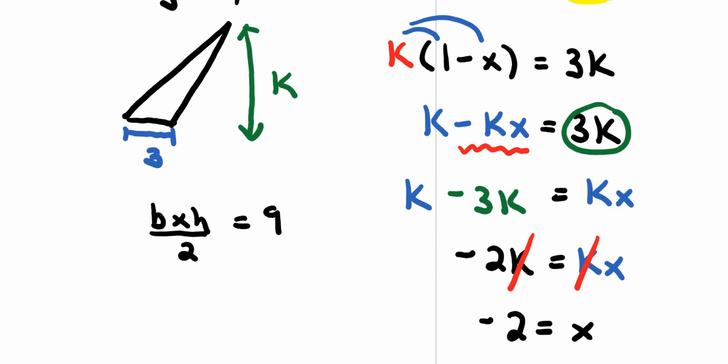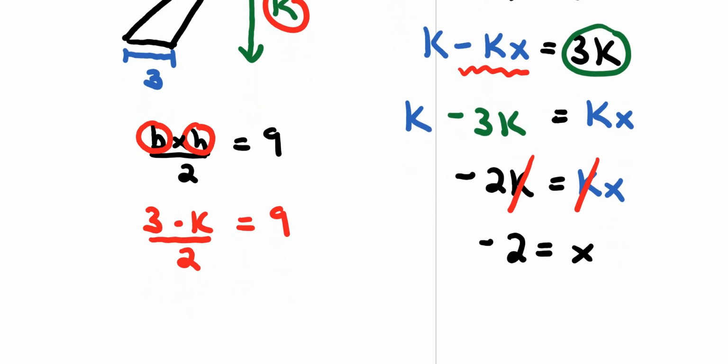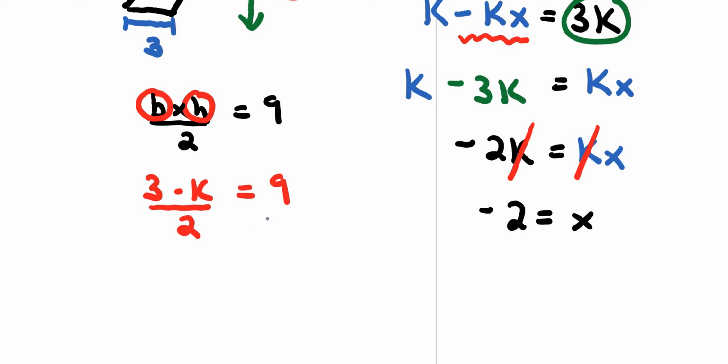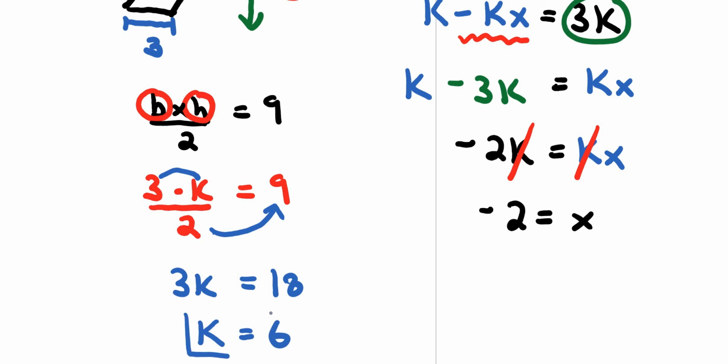All right, so what is the base? What is this base? Well, that's 3. What is the height? The height is k. So 3 times k divided by 2 equals 9. Okay, now we're going to solve this again. This 2 would go up there. So 9 times 2 is going to be 18. And 3 times k is going to be 3k. Divide both sides by 3 and you get k equals 6. So the k value is equal to 6.